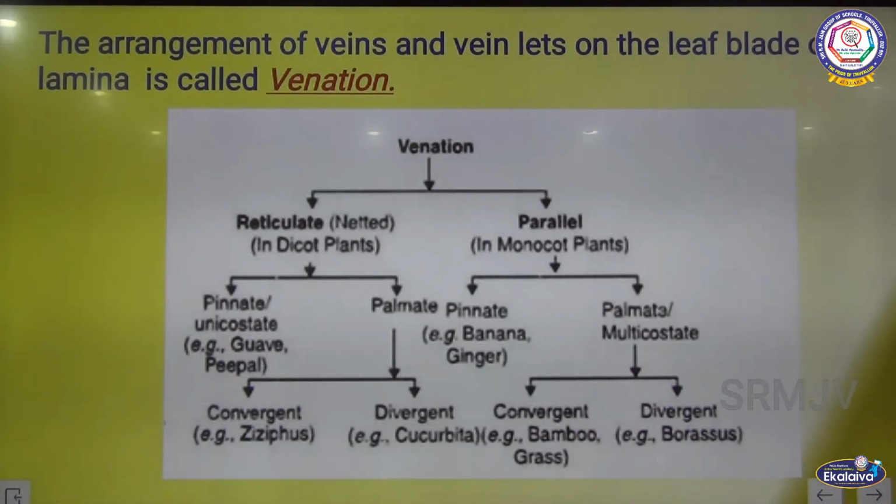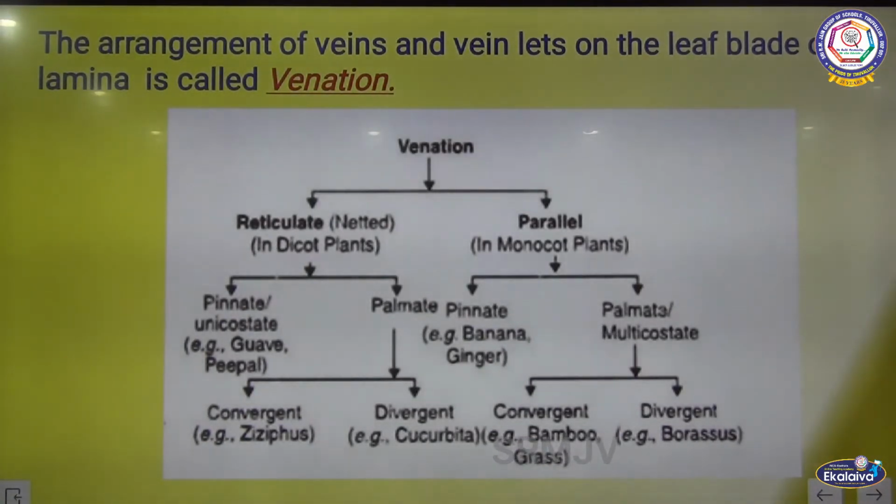In reticulate venation, you will find two forms, pinnate and palmate. If only one prominent midrib is seen, you call it unicostate. If many prominent midribs are there, you call it multicostate. If it is feather-like, you call it pinnate. If it is palm-like, you call it palmate.